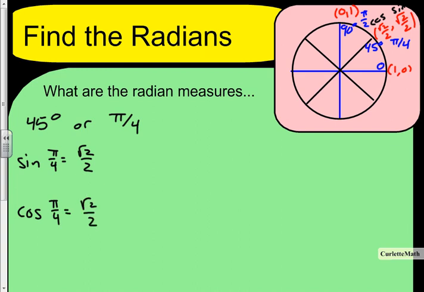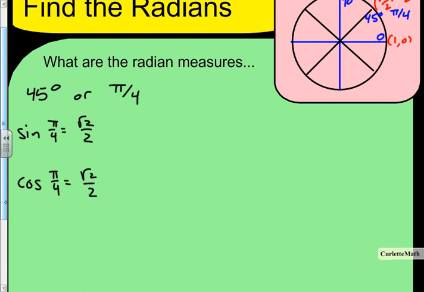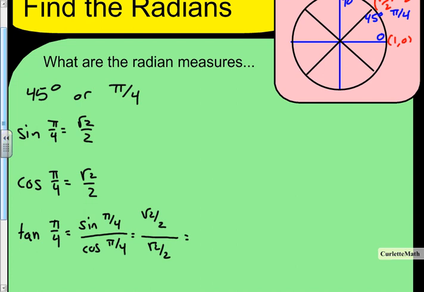Now what we're going to find is our other trig functions here as well. Our next one we're going to find is the tangent at pi over 4. Well, that's going to be the sine of pi over 4 divided by the cosine of pi over 4. Well, that's going to be the square root of 2 over 2 divided by the square root of 2 over 2. Anything that's the same on the top and bottom being divided is always going to give you 1.